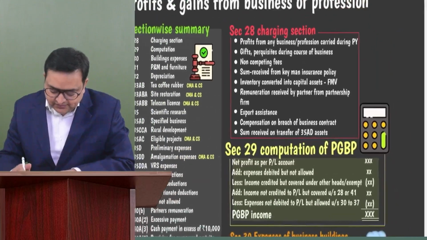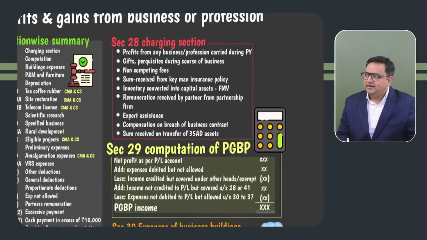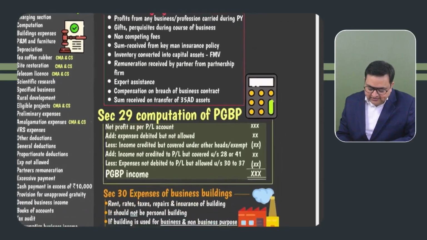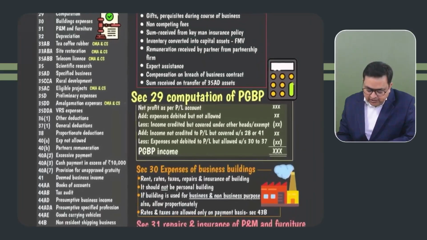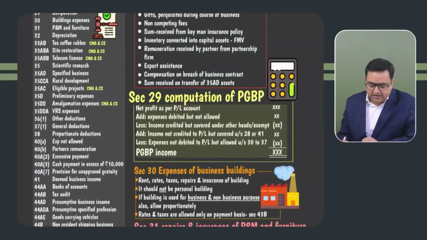Okay. So this was section 28. Next section is 29. 29 is computation of PGBP. How we will be computing our PGBP income.